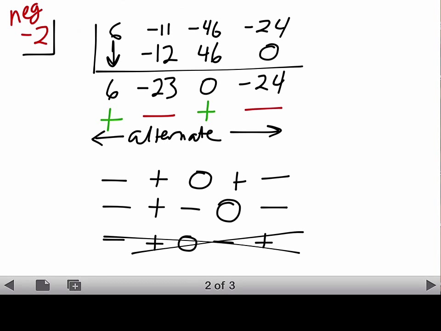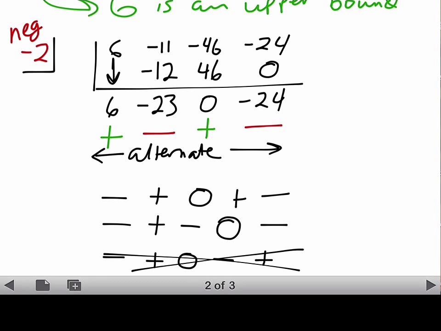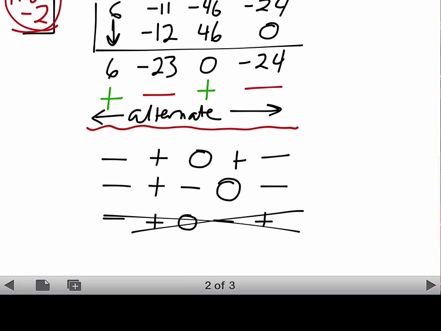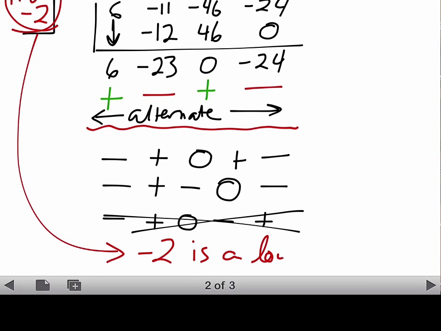0 can play whatever role you need it to, but you can't have two of the same thing in a row. To recap, if I have a negative number in the penalty box and signs that alternate in the bottom row of synthetic division, then I have a lower bound. So in this case, we'd say negative 2 is a lower bound, which we again find by accident.